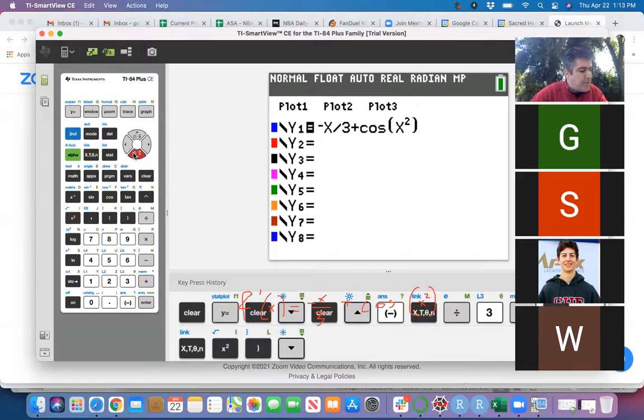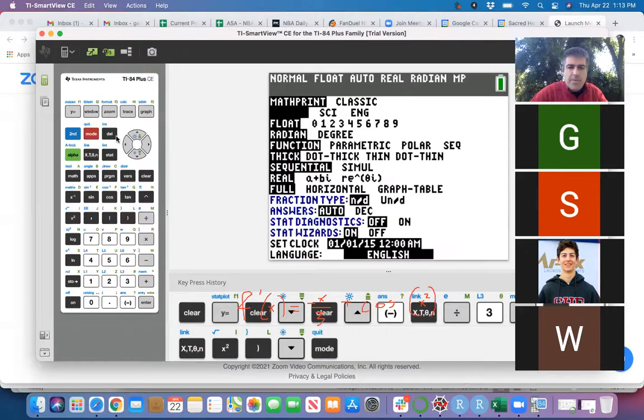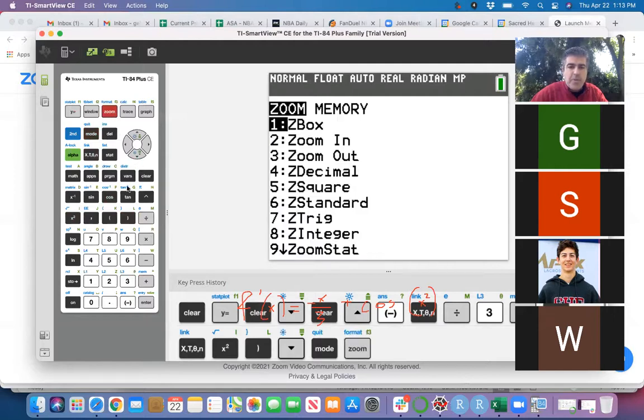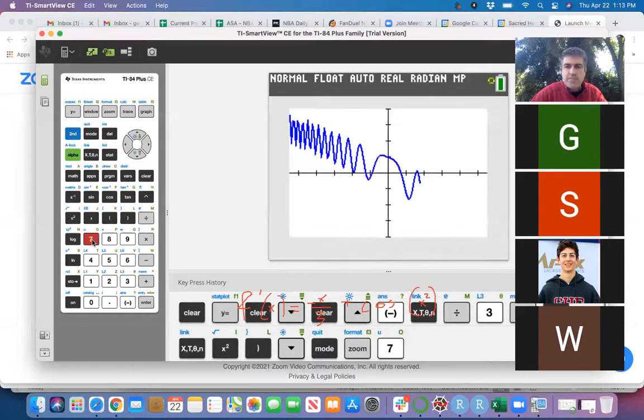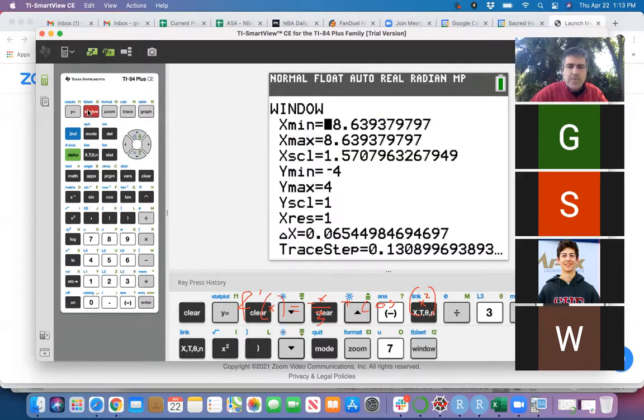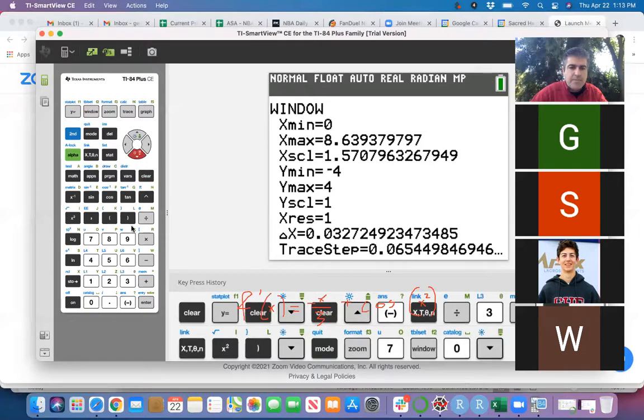Now the question is asking you where you have a relative minimum. So first of all, we're going to go to mode, make sure I'm in radian mode, my bad. Go to zoom, and we'll do option 7 ZTrig. Obviously, we want to focus on 0 to 3, so let me go to window and switch that from 0 to 3. I don't care about the other stuff.